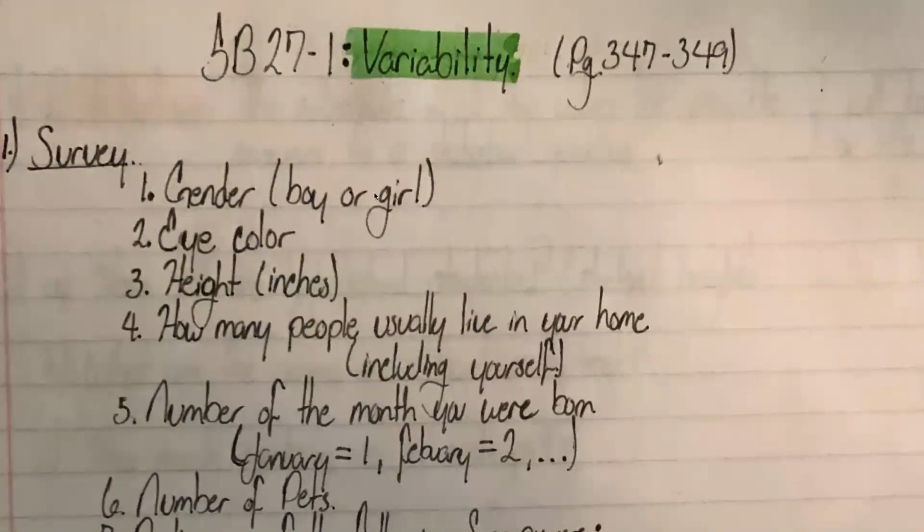Gender, boy or girl, very low variability, very little difference. Eye color, I wouldn't say a lot of variability, but yes, it'd be brown, gray, blue, green, hazel. It's like 5 different answers. So yes, more variability, and yet not that much. Height, depending on how many students, they probably each have a different height, right? So there's going to be a lot of variability there. How many people live in your home? Again, there's probably going to be a lot of variability. Now, is it possible for 2 students to have the same number of people in their homes? Yes, but again, there's going to be more difference in my students for that one, etc.